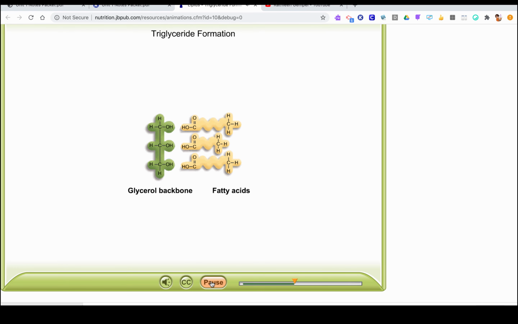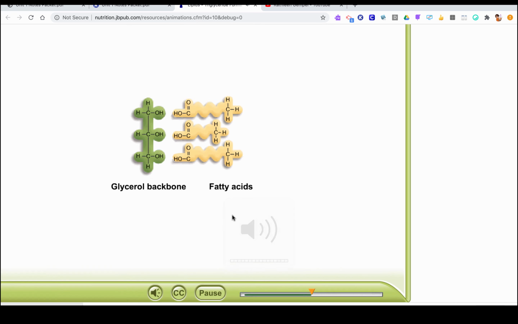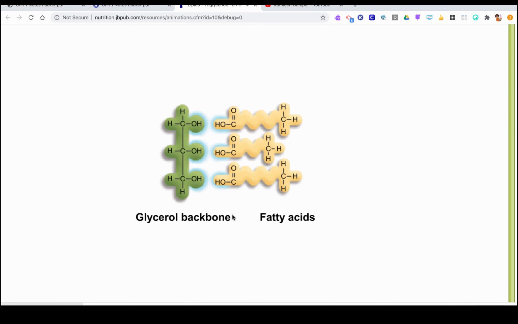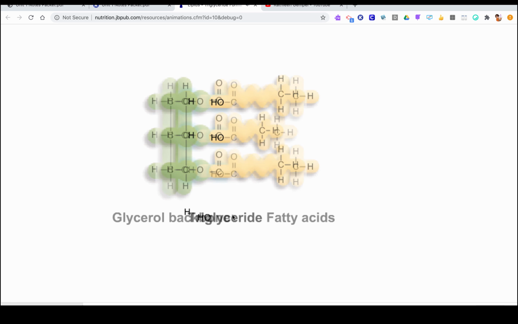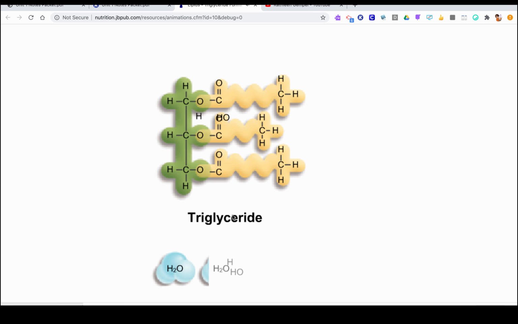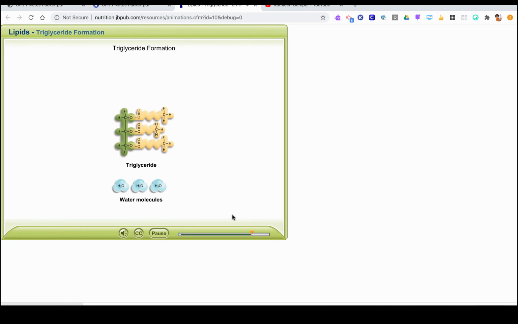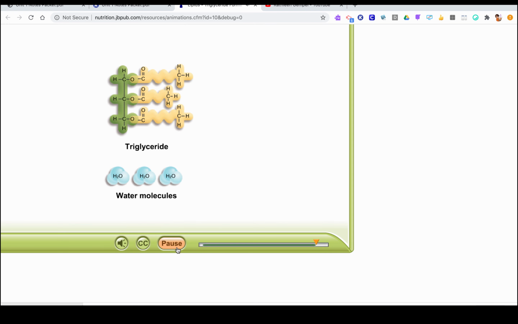Joined to the glycerol molecule. The linkage between the acid group of a fatty acid and the alcohol group of glycerol forms an ester. Since water is released when a fatty acid links to glycerol, this type of reaction is called a condensation reaction.